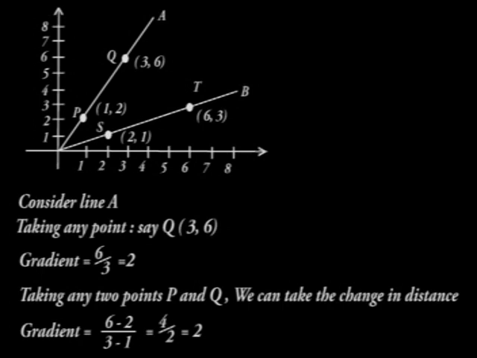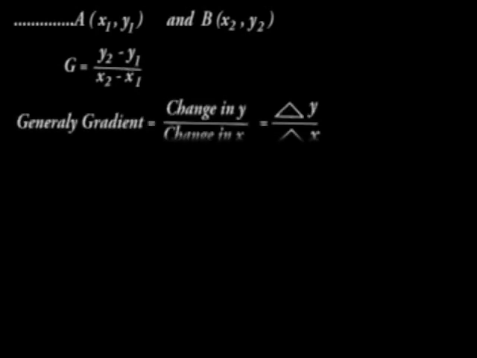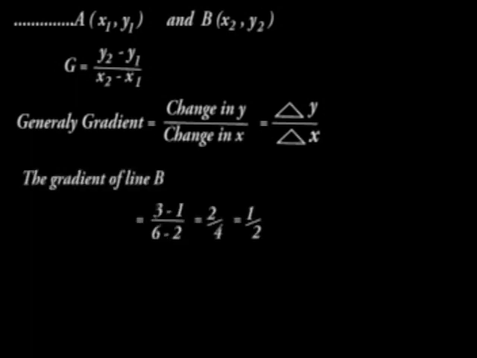For a line passing through the points A (x1, y1) and B (x2, y2), gradient is equal to y2 minus y1 over x2 minus x1. Generally, gradient is change in y over change in x. The gradient of line B is equal to 3 minus 1 over 6 minus 2, giving us 2 over 4, which is a half.